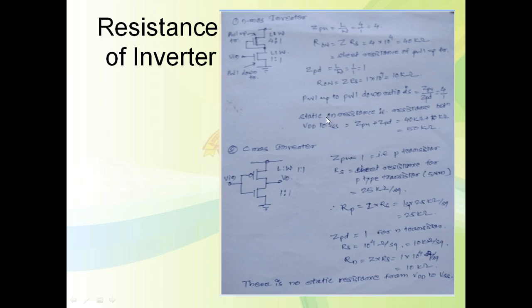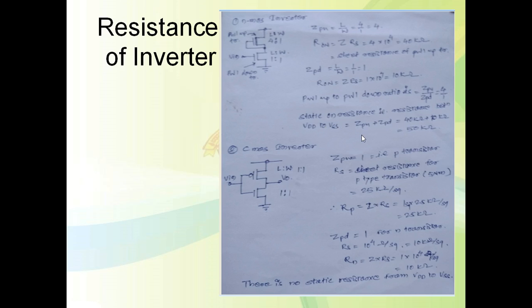Okay, so the static on-state resistance of the NMOS inverter is the resistance offered between VDD and VSS. It is calculated as the resistance of the pull-up transistor, 40 kilo ohm, plus the resistance of the pull-down transistor, 10 kilo ohm, which means it is 50 kilo ohm. So the static resistance of the inverter is 50 kilo ohm. Okay, this is about the NMOS inverter.